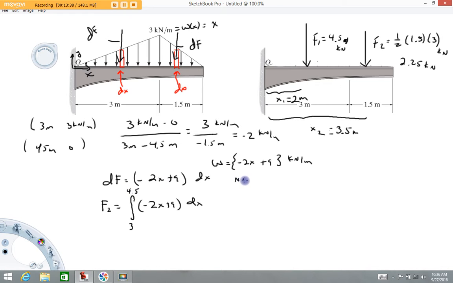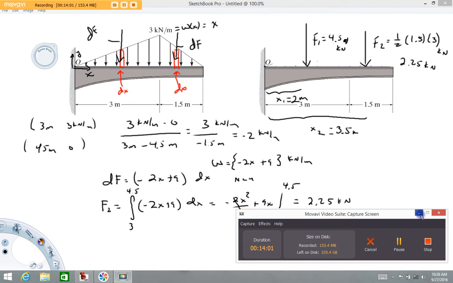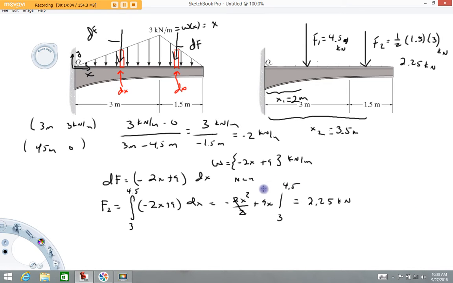I should put NCU for note consistent units. All right. So minus 2x plus 9 is going to integrate to minus 2x squared over 2 plus 9x, and then that's evaluated from 3 to 4.5. I'm going to take a moment, pause this and not let the video get longer while I calculate a value. Oh, and by the way, these would cancel. All right, folks, I'm back, and I evaluated this expression at these two endpoints, and I got 2.25 kilonewtons, and I look right here, and that's the same as my projected value, so I'm happy about that.